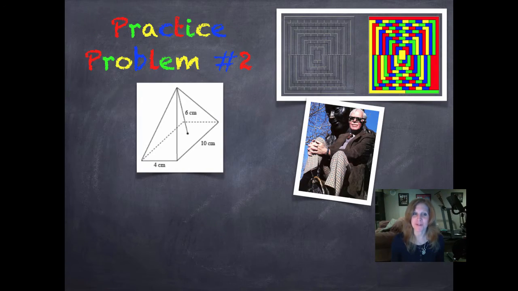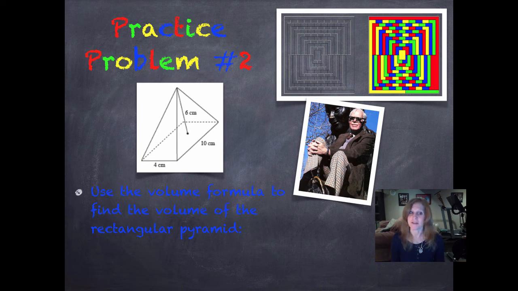We solved for another pyramid. Let's try another one. Okay, practice problem number 2. You can see that this rectangular pyramid has a length of 4 centimeters, a width of 10 centimeters, and a height of 6 centimeters. And every picture that you see is going to look just a little bit different, and that's okay because you may see them written differently in textbooks or in worksheets or wherever you happen to be using them.